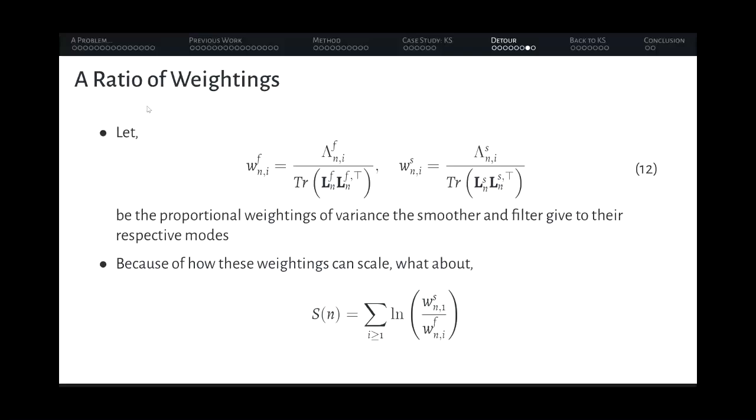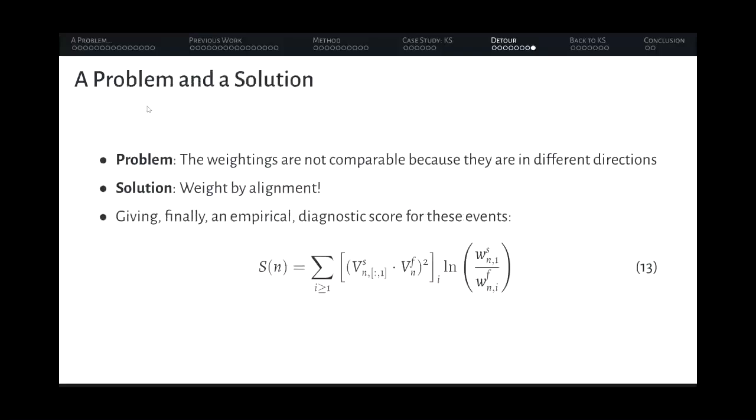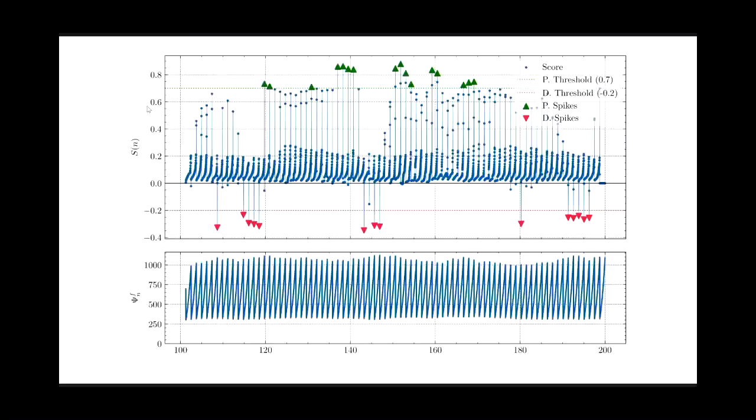Is that a score that works? You might realize very quickly there's a problem with it, in the sense that the weightings are incomparable because they go in different directions. The smoother's primary mode is allocating a proportion of variance in the ith eigenvector in the smoother's direction. You need to find a way to reshuffle it so that the directions match up. And a solution: we were looking at the alignment before, so let's bring it back in. Now you have a score that involves both of them, and you want to see how that looks over the time series. Plot it, and you get something like this.